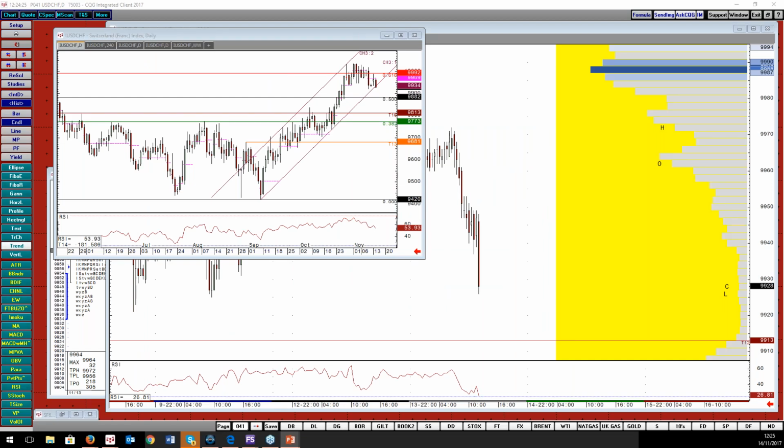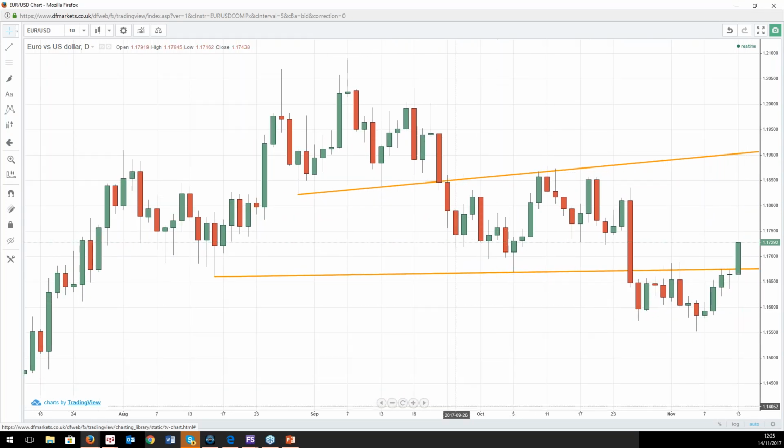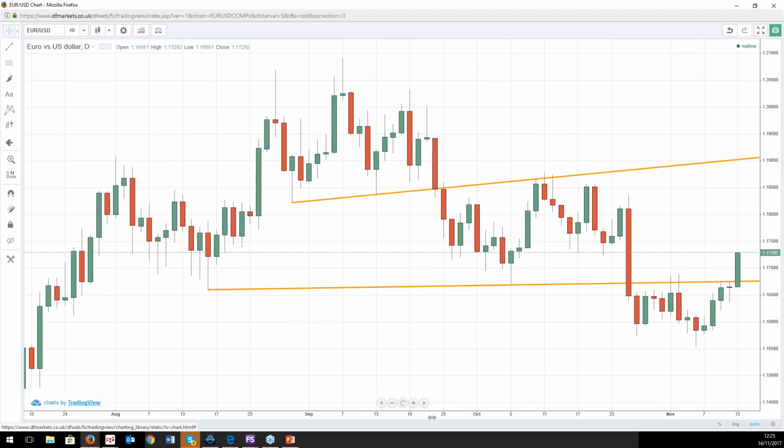And so to our charts. What I want to show you now is the euro against the US dollar, because what I want to show you is something called the head and shoulders pattern. The head and shoulders pattern is a little bit like going back to our first slide that we showed today. Let's go back.